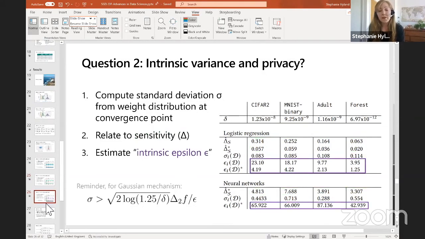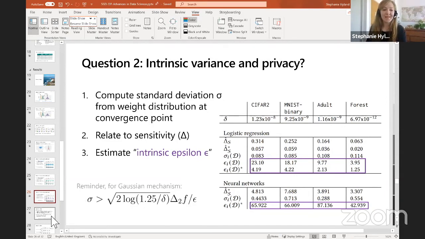And then given these, we can use this Gaussian mechanism expression to try and estimate a sort of intrinsic epsilon value. So if we had to give a number to how privacy preserving SGD is without adding any noise, this is what we would get. What is a good epsilon is a little bit up for debate, but lower is better. You usually want something lower than 1. So we see the smallest that we're getting here is 1.25, which indicates that you should not assume that SGD is privacy preserving by default.